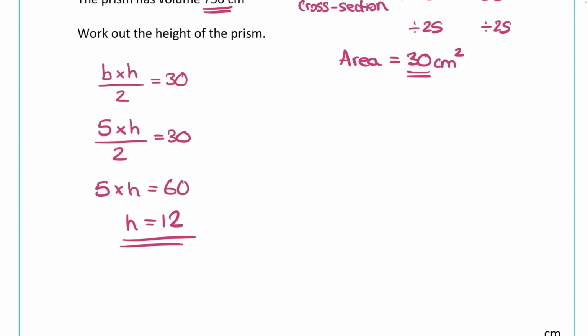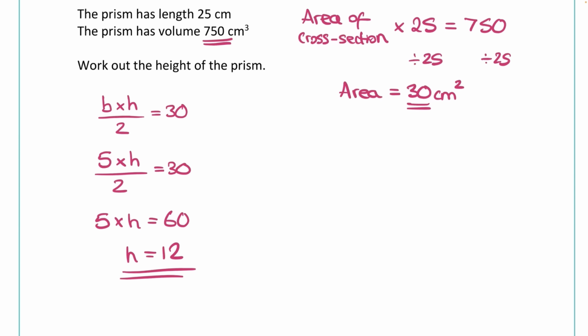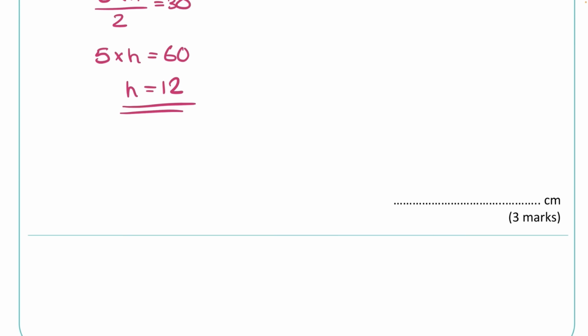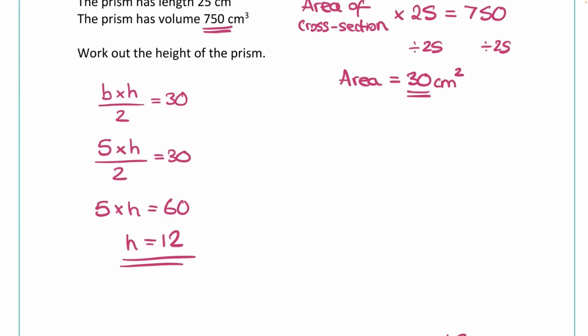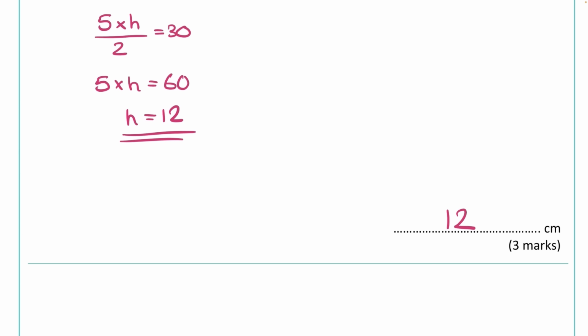So that's your, I guess, algebraic way of writing it down. That's fine as well. I do like that method. Okay, if you prefer that, please stick with it. But there we go. There is the height, 12 centimetres. But there's different ways that you can think about that question. And there we go. Our answer is 12.